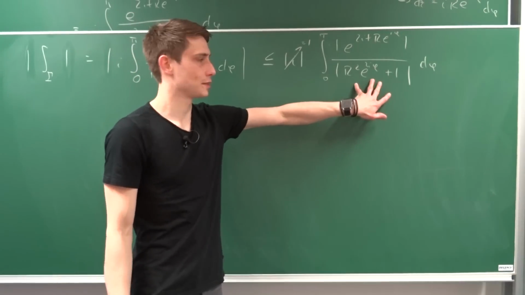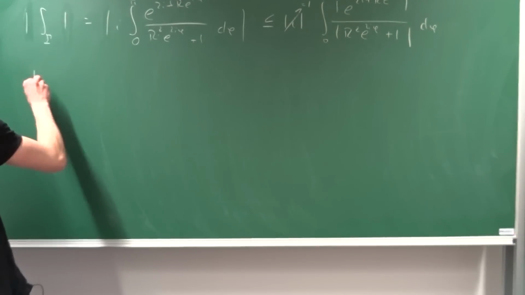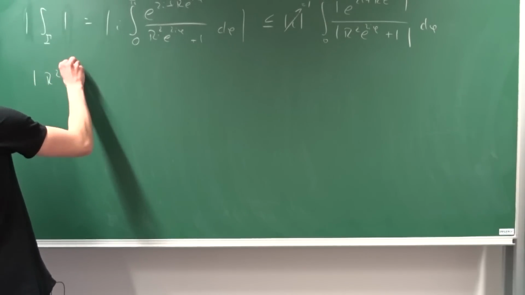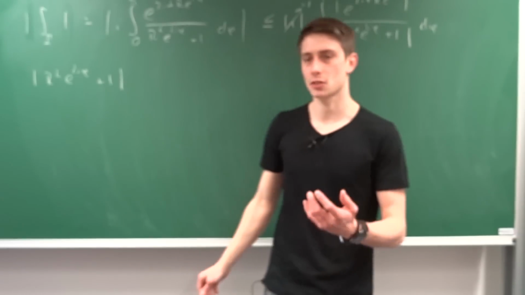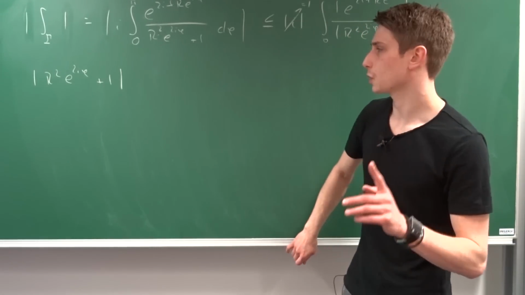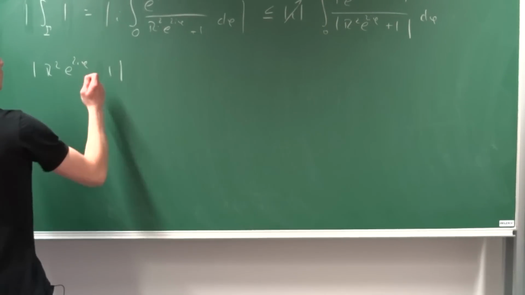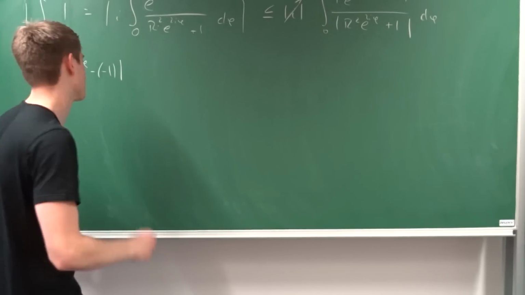Let's take a look at the denominator at first. So that's going to be quite easy. So our denominator, r squared e to the 2 i phi plus 1. There's a certain identity, it's called the reverse triangle inequality, that we are going to use now. But there's one condition we need to meet. We need to get a minus here. So how do we get a minus? We are going to turn this positive 1 into minus minus 1.